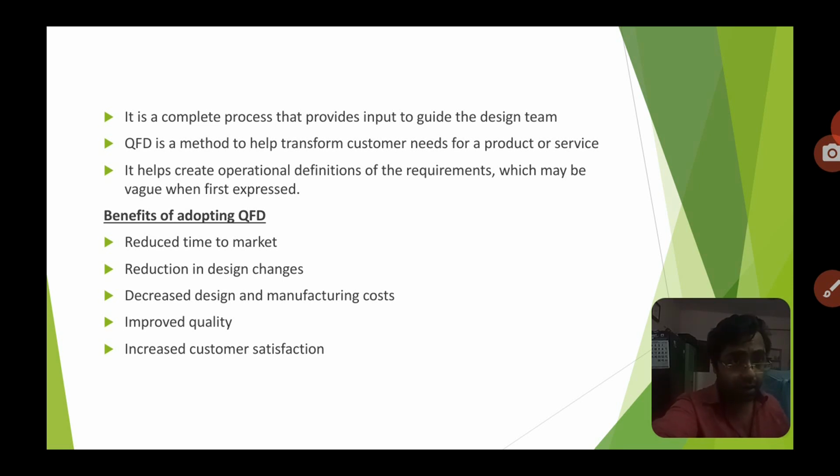Now we can say what the benefits of adopting this QFD are. By using QFD we can reduce the time to market. We can find the customer requirement, which we already know, and catch the requirement and make the corresponding product available within the time period. So that means we can reduce the time to market, and there is a reduction in design changes.